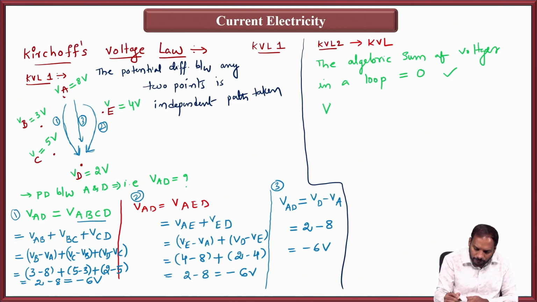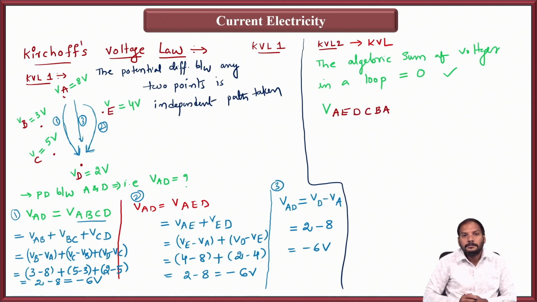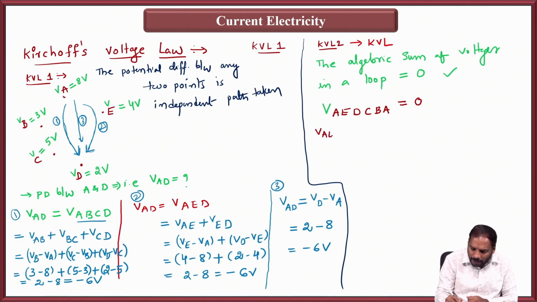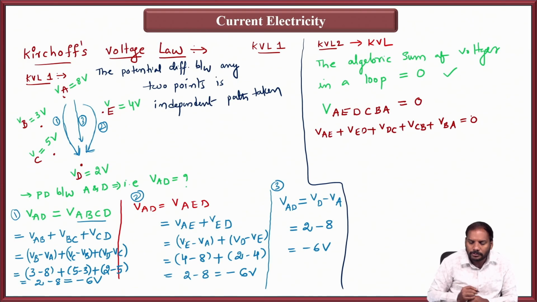So that means I start with the point A: VAE, D, C, B, A. This is VAE, D, C, B, A. This is what we have to prove is exactly equal to 0. So this is the meaning of the algebraic sum of voltages in a loop being 0. How is it happening? Understand this clearly. VAE plus VED plus VDC plus VCB plus VBA is equal to 0.